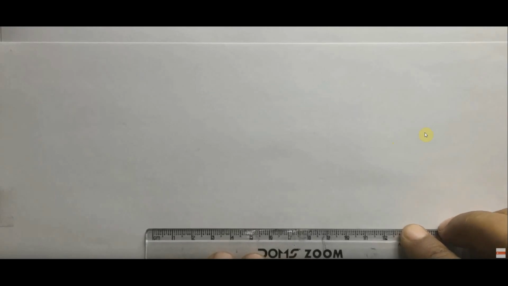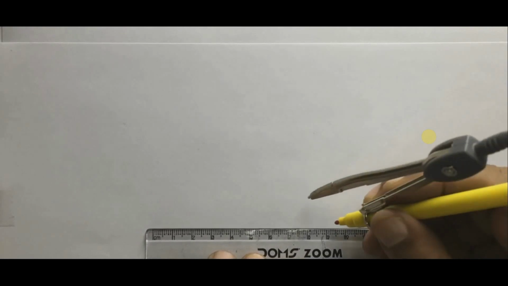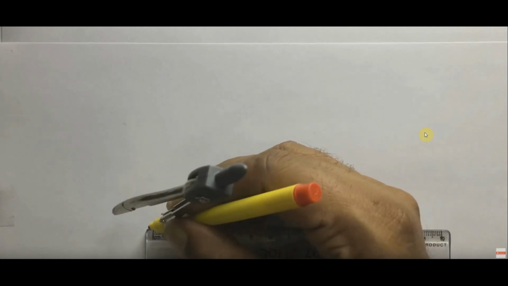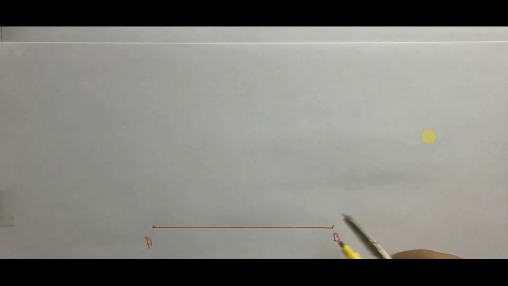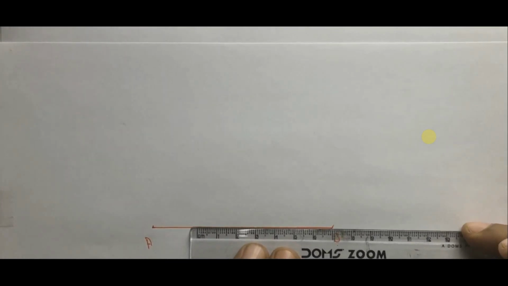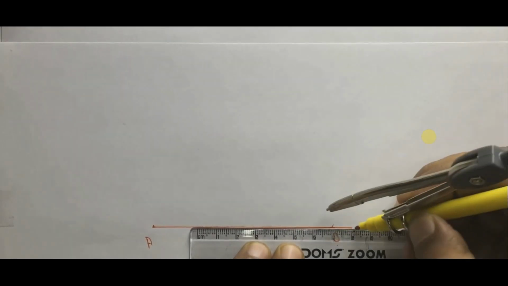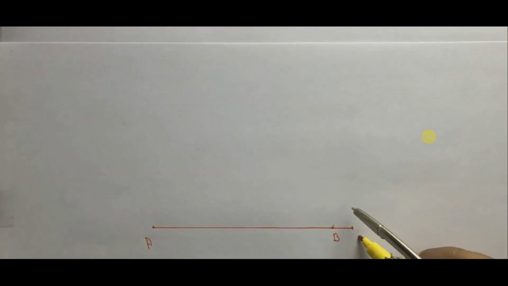So at first we have to take a line whose length is 9.3 centimeter. Let's draw the line. Let's name it AB. Then we have to extend this line AB by 1 centimeter exactly. Let's name this point C.